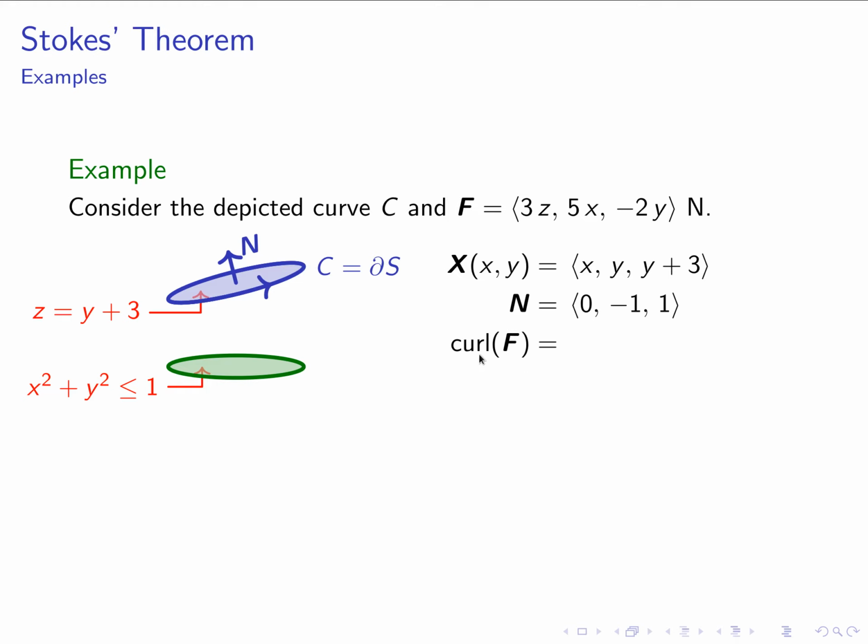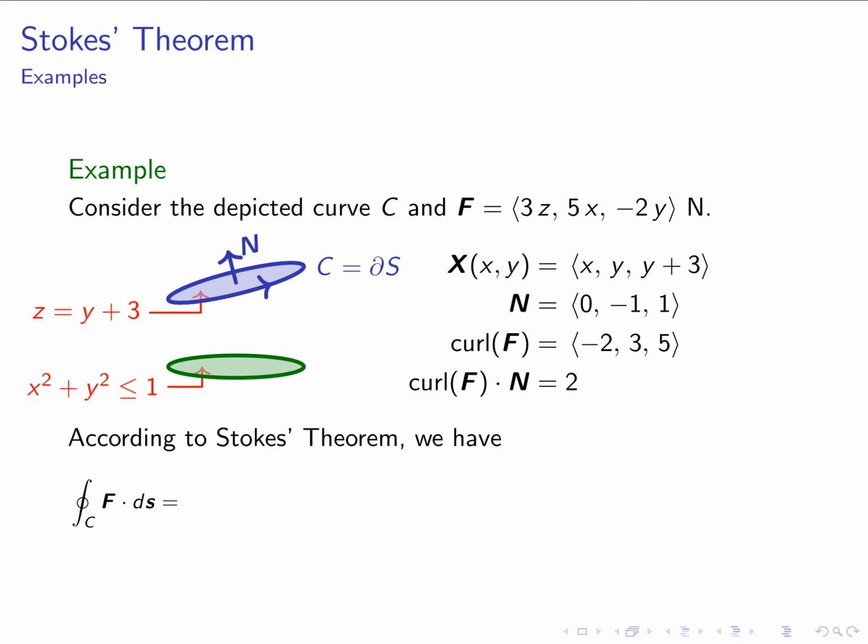Now we can look at the curl of our vector field, which happens to equal -2, 3, 5. Well, when we go to apply Stokes' theorem, we'll take the dot product of the curl of the vector field with the normal vector. And here everything is a constant, so we just end up with the number 2.